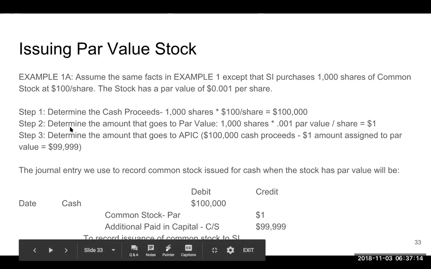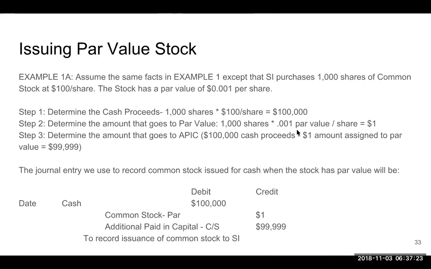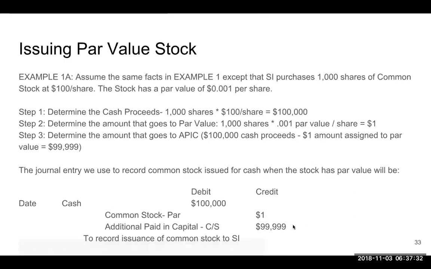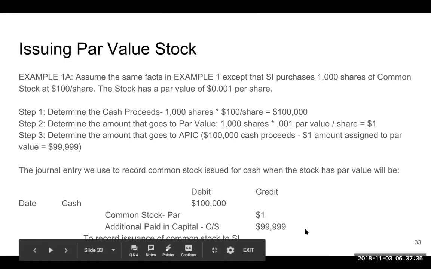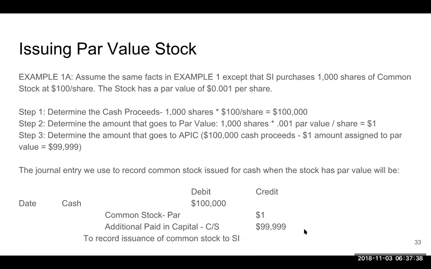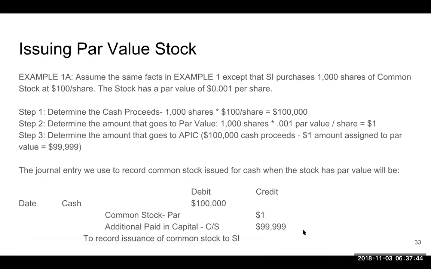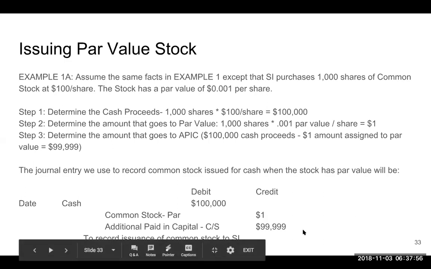And then we're going to determine the amount that goes to par value. So we first assign it to par, which is 1,000 shares, from right here, times $0.001 per share, or $1. And then the remaining balancing amount, in order to balance my journal entry, is going to go to additional paid-in capital, common stock. You will also see this as paid-in capital, common stock. What does that mean? It just means you have par value, which you set first, and then you have an additional paid-in capital amount, which is the excess amount over par.